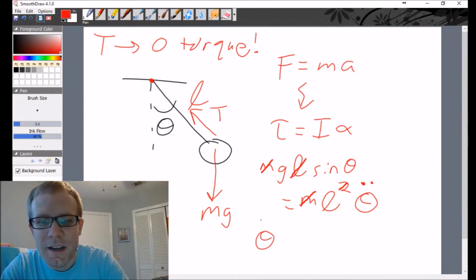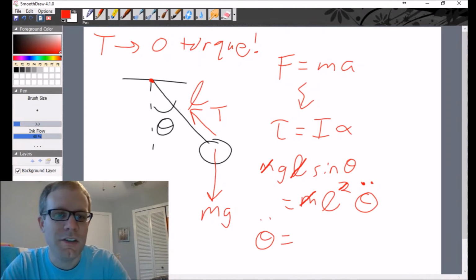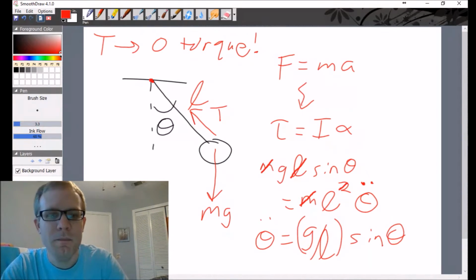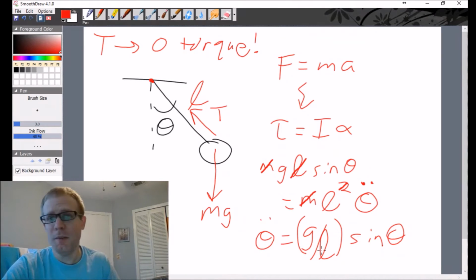So you end up with this angular acceleration, which is just the gravitational field divided by the length times sine of theta. So this is all just one number, right? This is constant. I suppose we could change the length of the pendulum, that might be fun to do a little bit later. But that's just going to be multiplying the sine of theta. So this is the thing that's going to be changing.